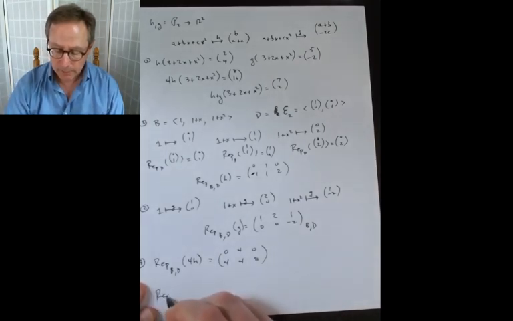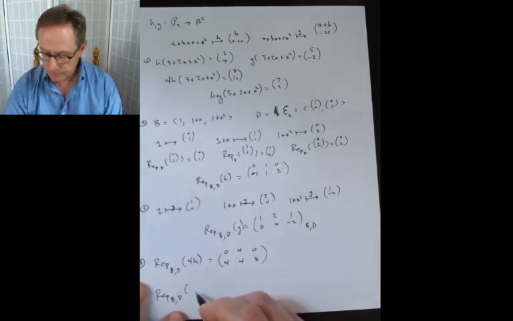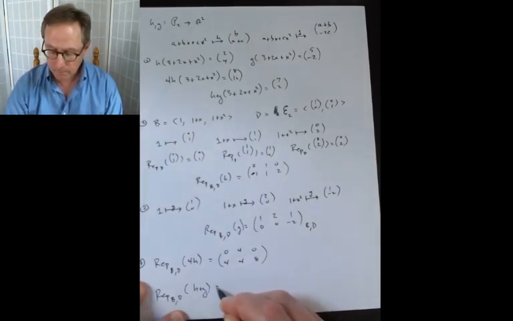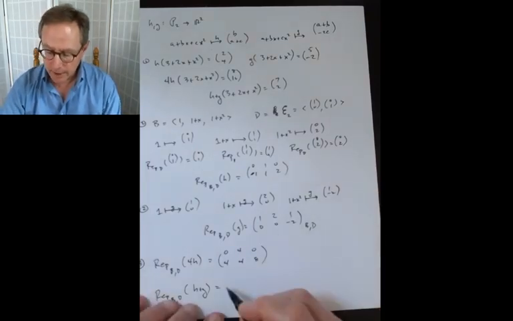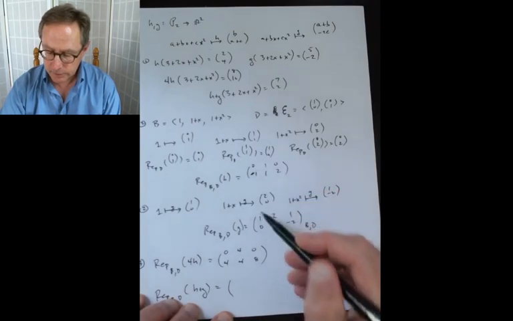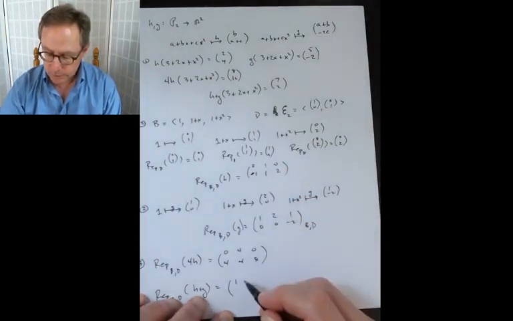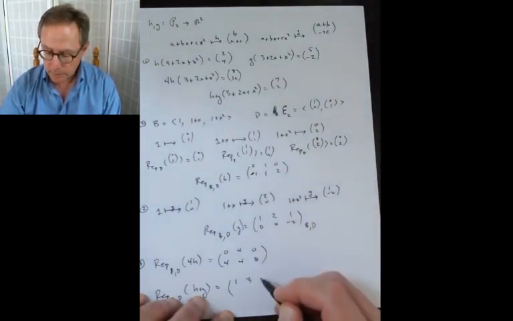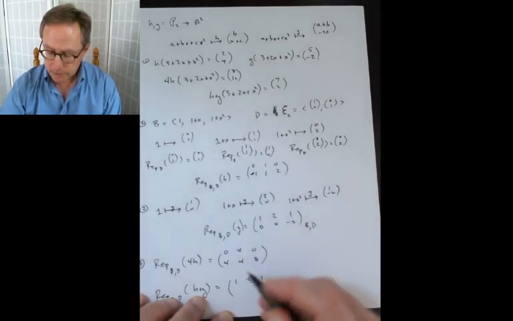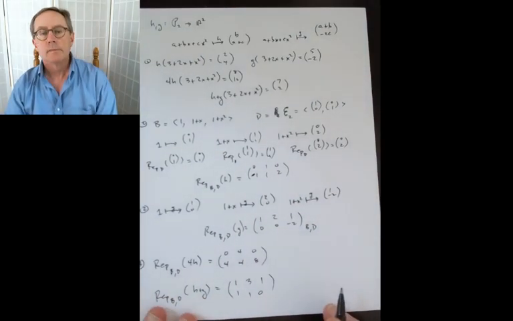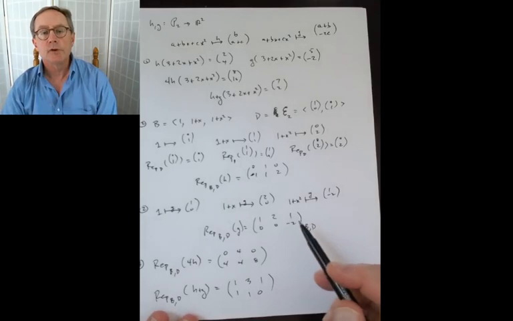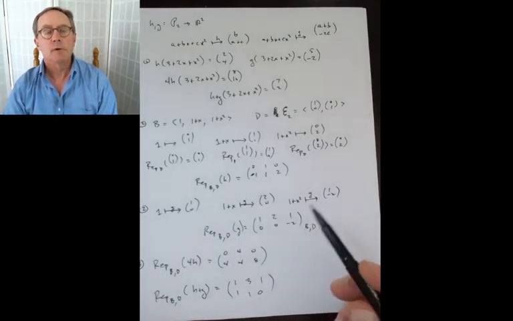And finally, the representation with respect to B, D of H plus G. Of course, we take the matrix for H and the matrix for G and add them together, component by component. So 0 plus 1 makes 1. 1 plus 2 makes 3. 0 plus 1 makes 1. 1 plus 0 makes 1. 1 plus 0 makes 1. 2 plus minus 2 makes 0. So the sum of the two matrices is the representation of the sum of the two maps.